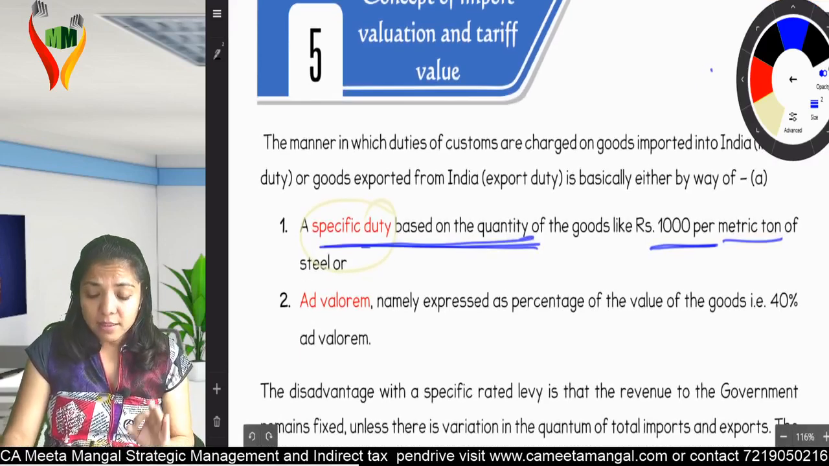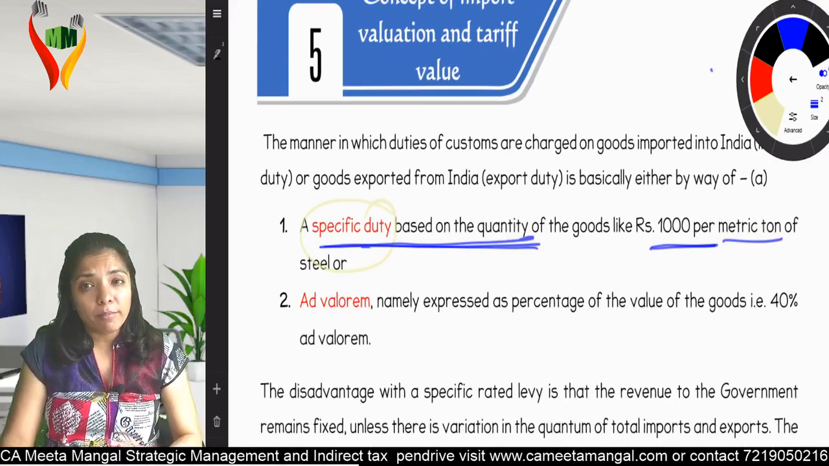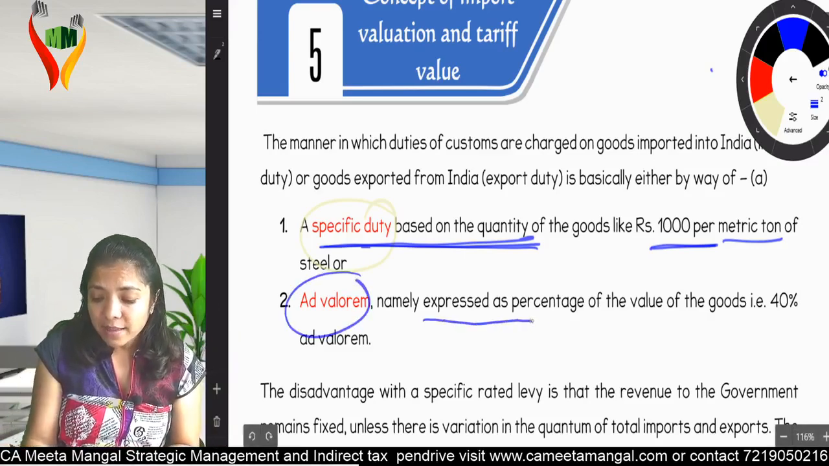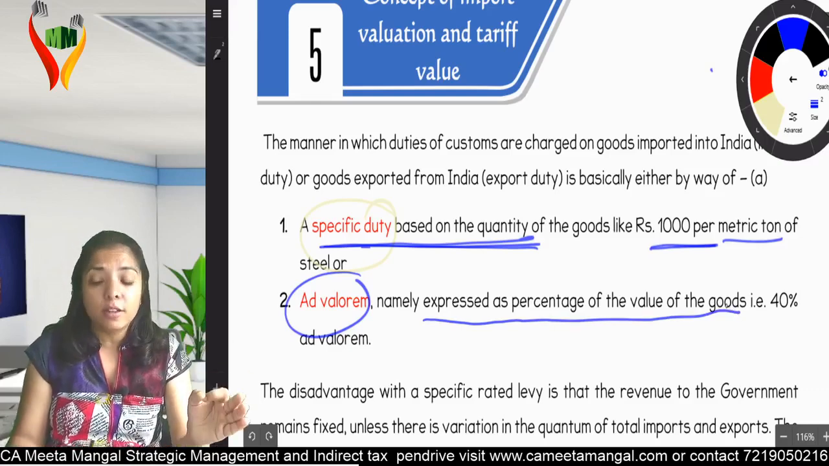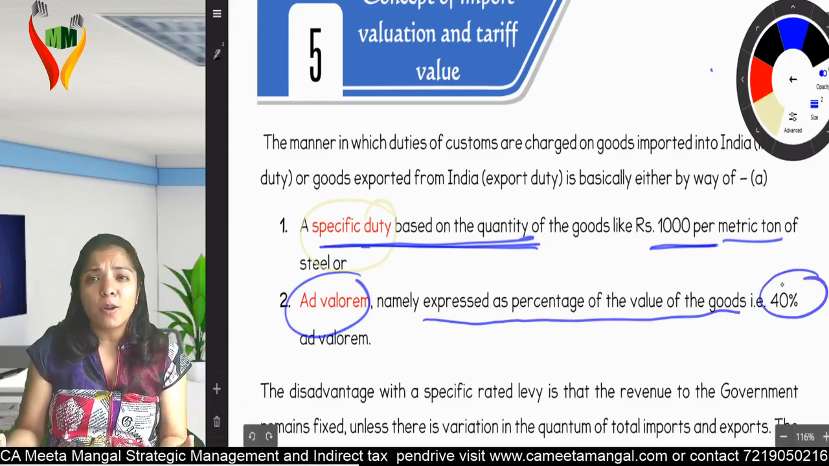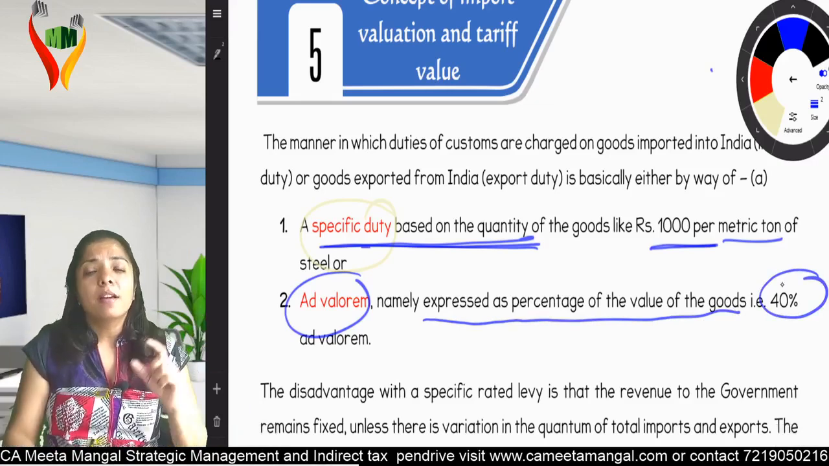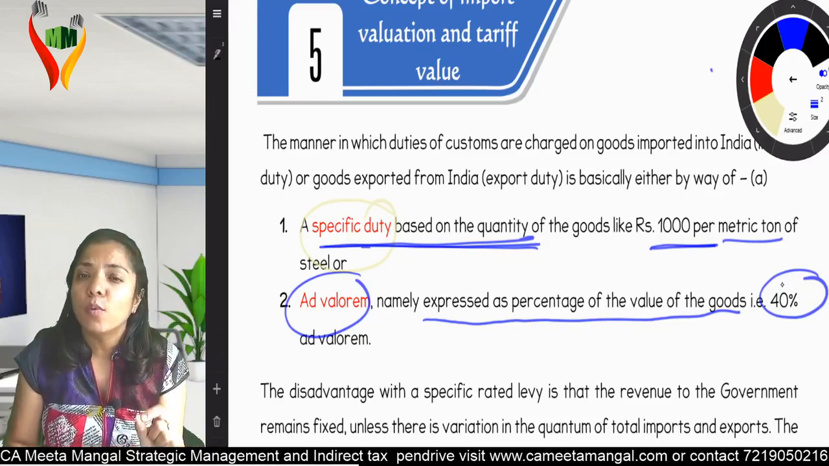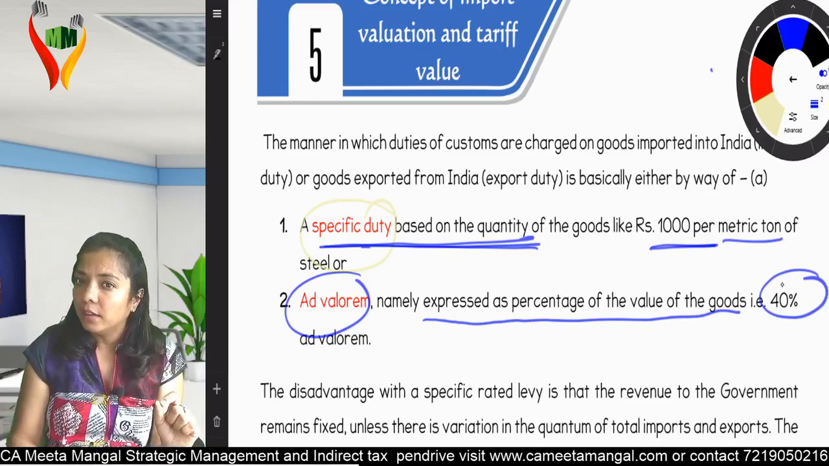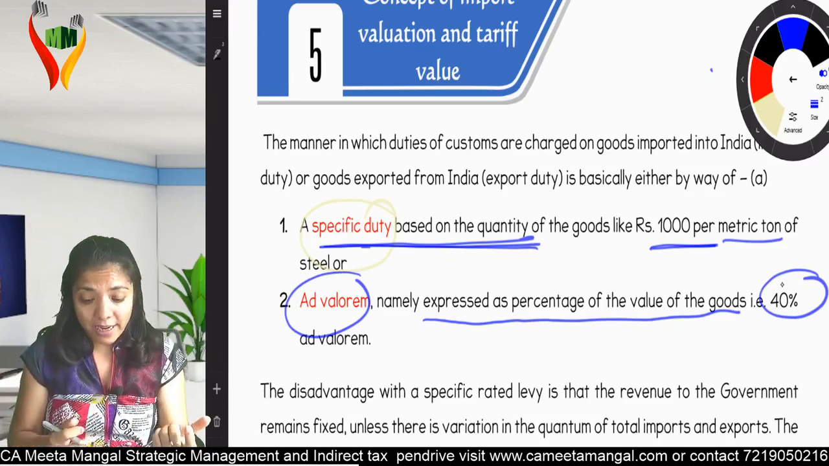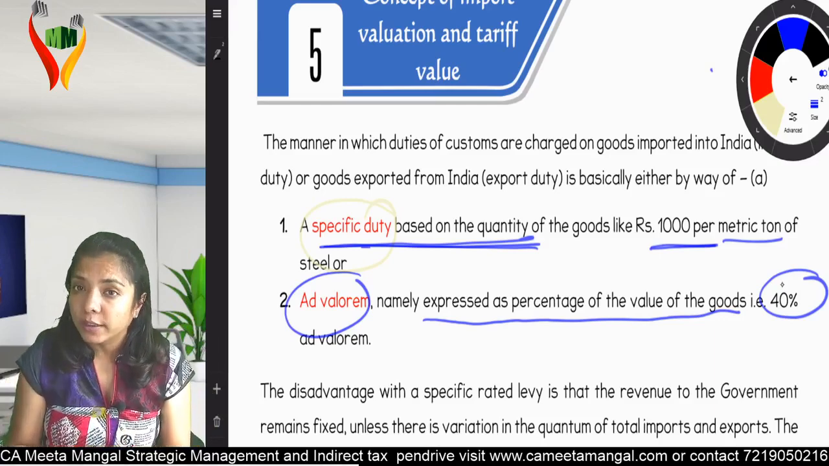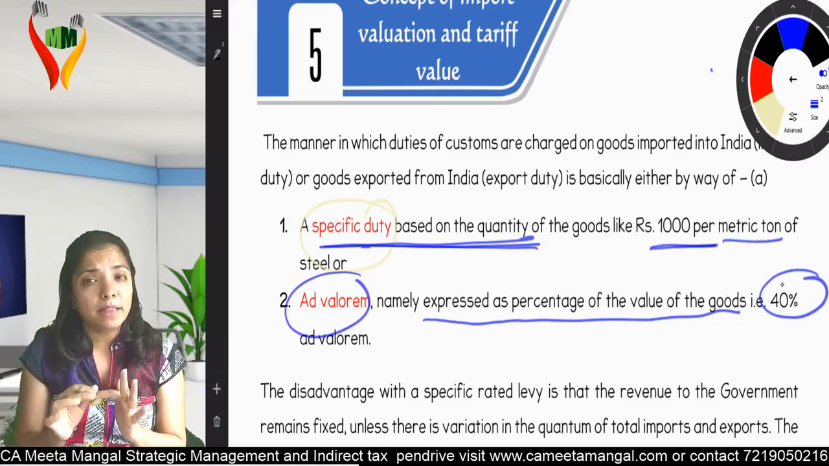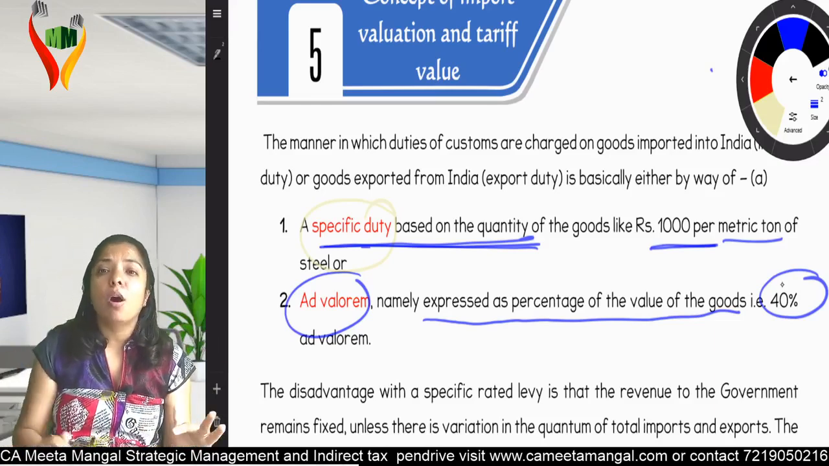The second method is ad valorem. Ad valorem means duty on value. Ad valorem means expressed as a percentage on the value of goods. For example, 40% ad valorem means 40% of the value. If 1 lakh is the value of the goods, 40% of that, 40,000, will be your customs duty. Am I clear? So what have we done? Basically there are two methods. One is specific duty based on quantity. Second is the ad valorem method, which means duty on value.